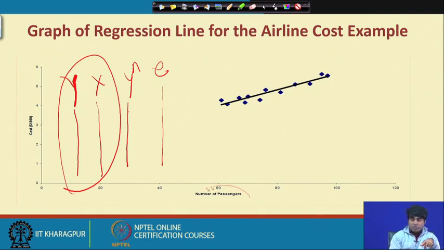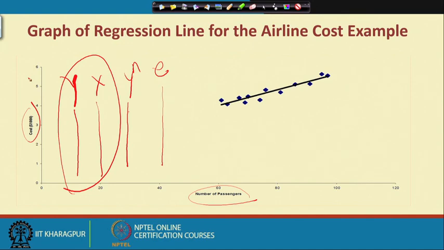The number of passengers is on the x axis and the cost is on the y axis, and that is what we actually need to predict. Corresponding to the number of passengers, from one point to another point, we have a cost structure. These points are all called actual points, with respect to the number of passengers and the cost structure.